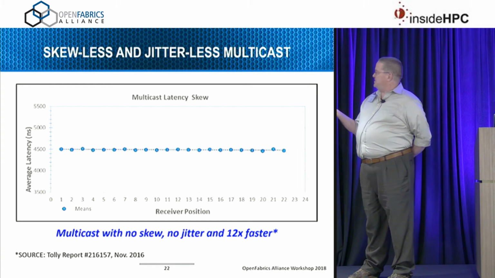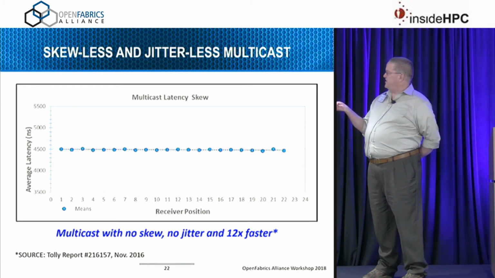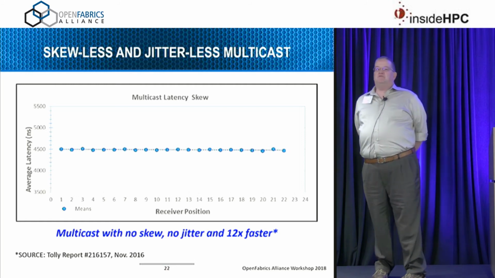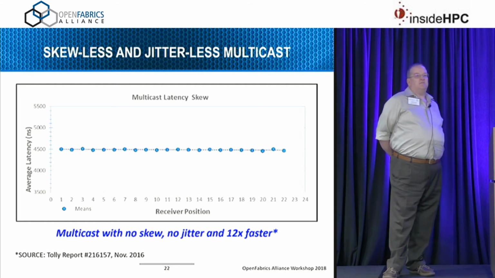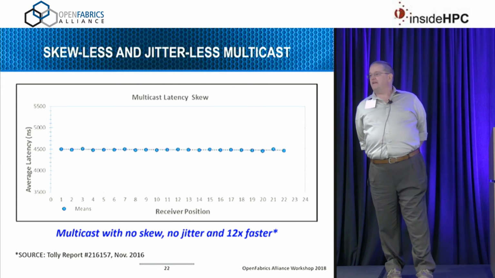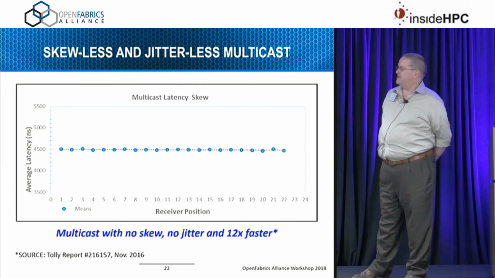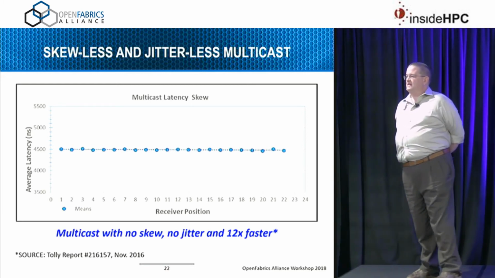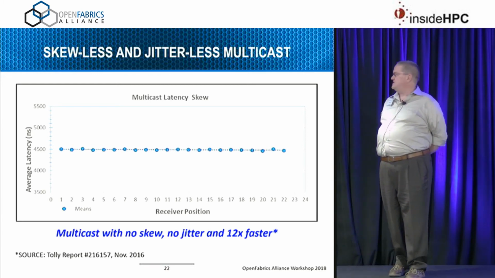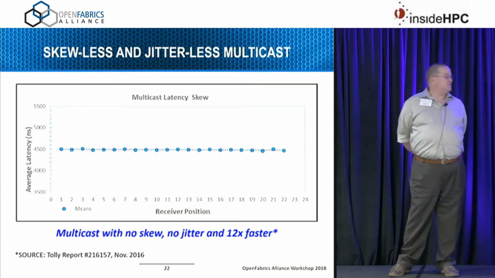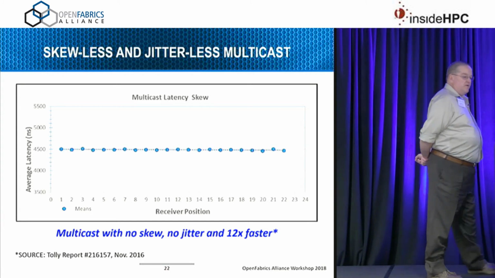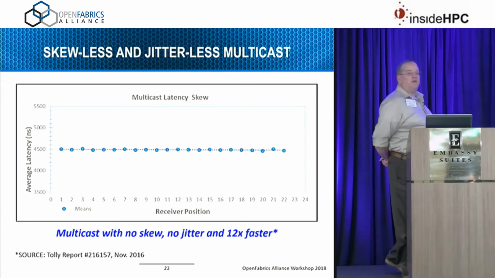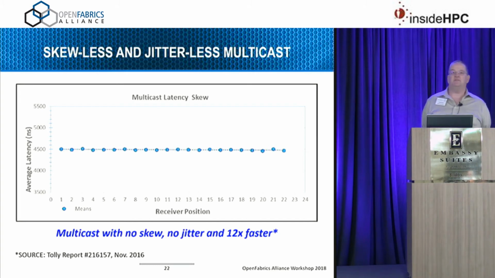The only time that you'll notice, in these two data points on the very outside of this graph right here, there is a little bit of jitter, but this is due to the PTP Grandmaster clock that I was using, which was running at somewhere between 20 and 50 nanoseconds of resolution. So that's the only thing that causes the jitter that you see in this chart. So what you end up with is an environment where you have no skew, no jitter, and you're about 12 times faster in a multicast operation.